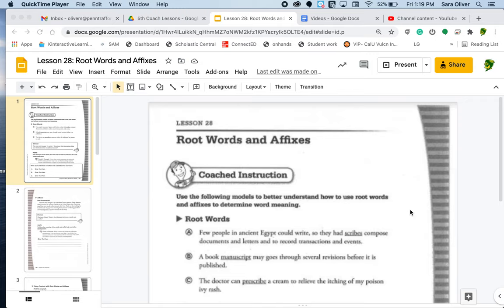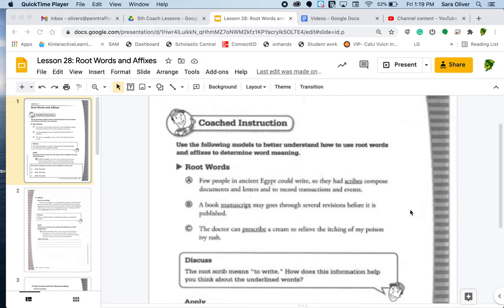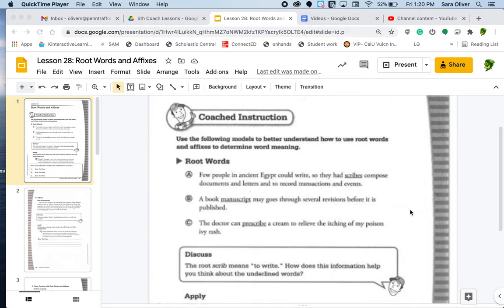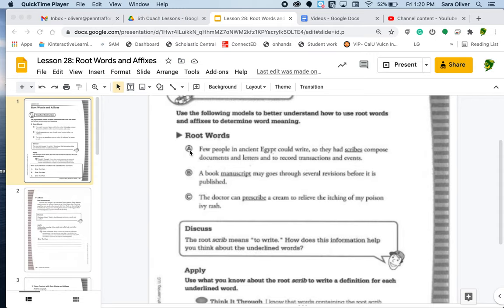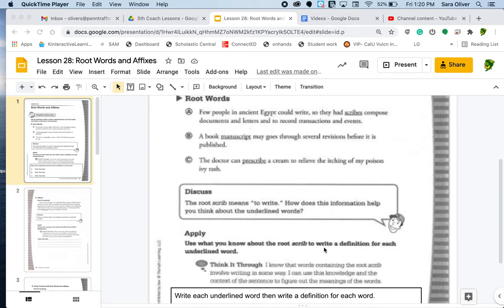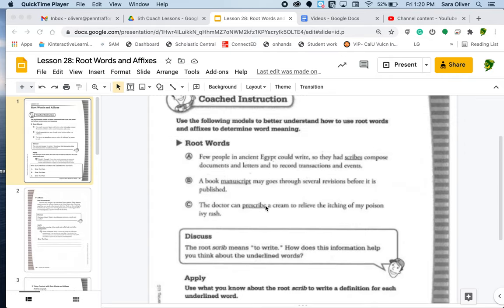Let's practice. Use the following models to better understand how to use root words and affixes to determine word meaning. We're going to read A, B, and C and try to figure out what the underlined word means. Here I have a little bit of a clue that says the root of scribe means to write. How does this information help you? So I know that scribe means to write.